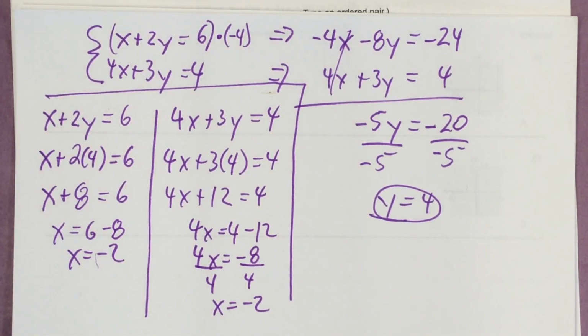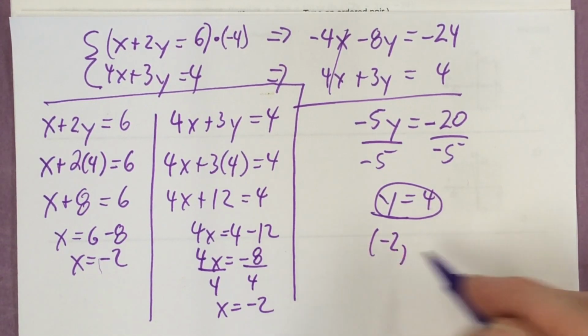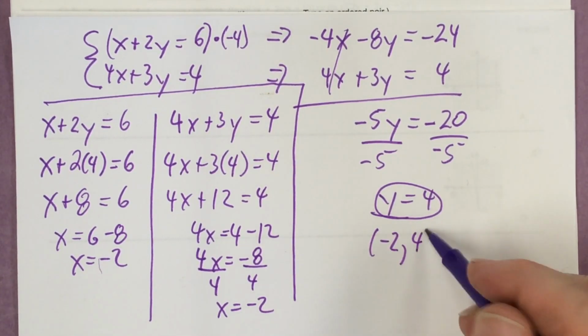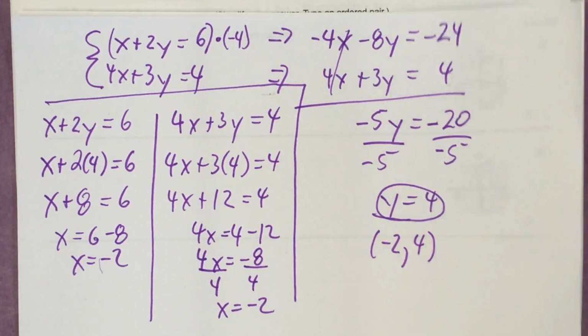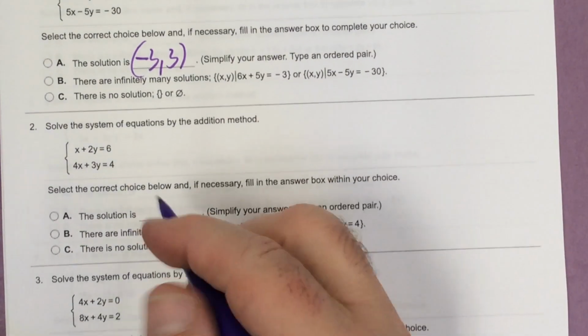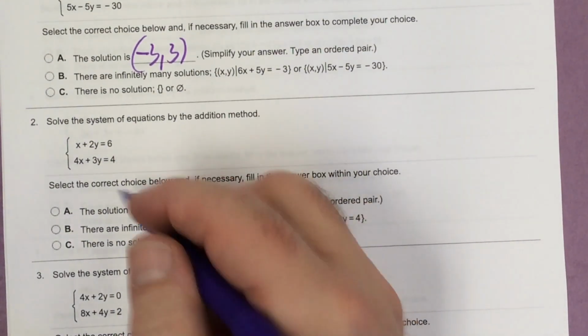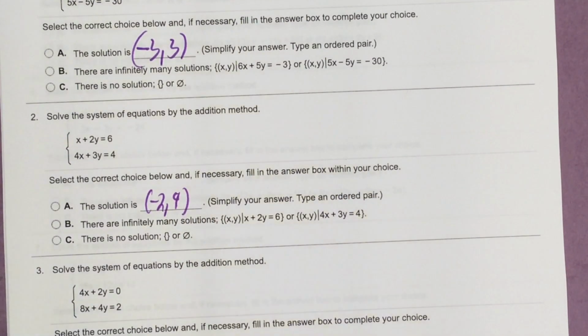The last thing we want to do is just offer the solution set for problem 2, and that's going to be -2 and +4. -2 for x and +4 for y. So the solution to question 2 in the homework here is going to be -2 and then +4.